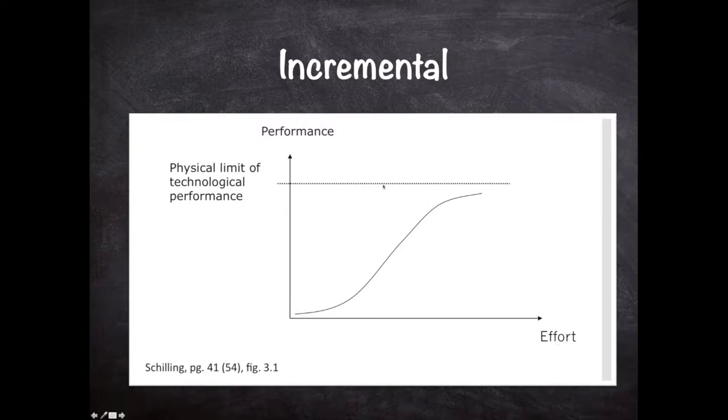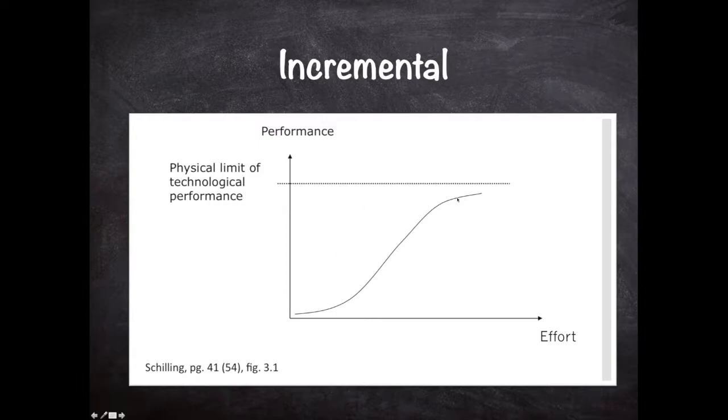And here we have the physical limit of technological performance. So basically here you have some kind of innovation and some kind of new technology, let's say that. And then efforts are being made to enhance the performance. And as the amount of effort goes up, the performance also goes up and follows this S curve according to this theory. But then after a while, a lot of effort has already been put into enhancing the performance.